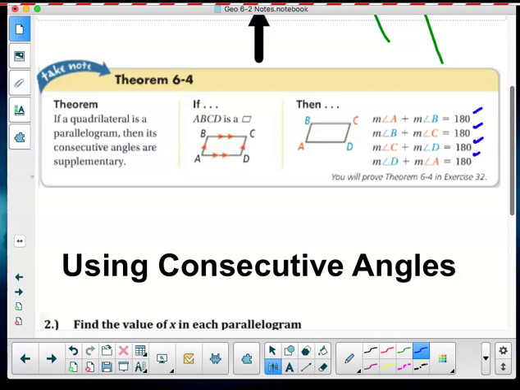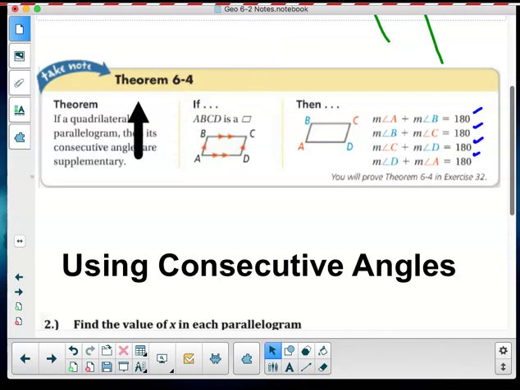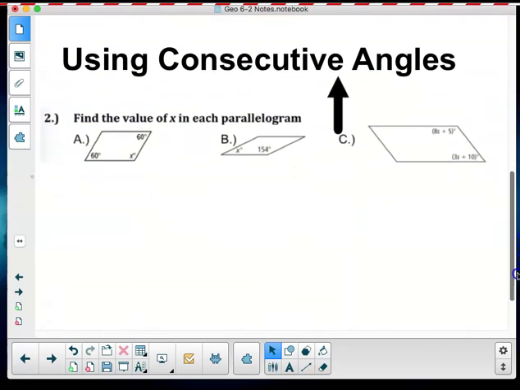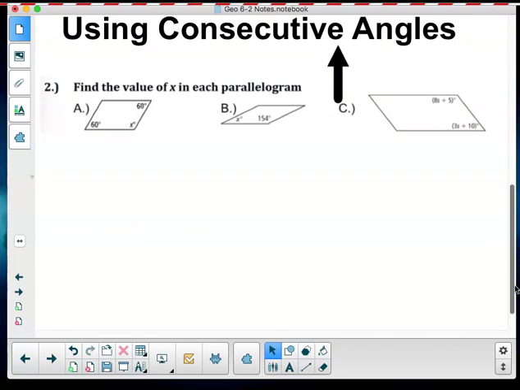So we've got to make sure we recognize that, but let's talk about if a quadrilateral is a parallelogram, then its consecutive angles are supplementary angles. So we're looking at same side interior angle relationships for these. So now I'm just going to use same side interiors to be able to solve for things. So now we're on to find out some stuff.